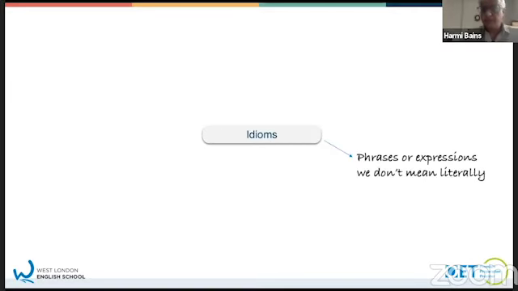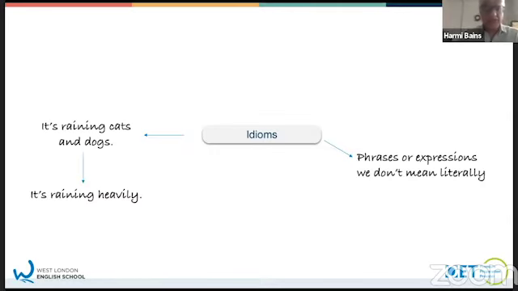What is an idiom? Well, an idiom is a phrase, or it could be an expression, we don't mean literally. In other words, we don't actually mean what we say. For example, it's raining cats and dogs. Now, I don't literally mean that cats and dogs are falling out of the sky. I don't mean that at all. All I mean is it's raining heavily. So that's really what an idiom is.